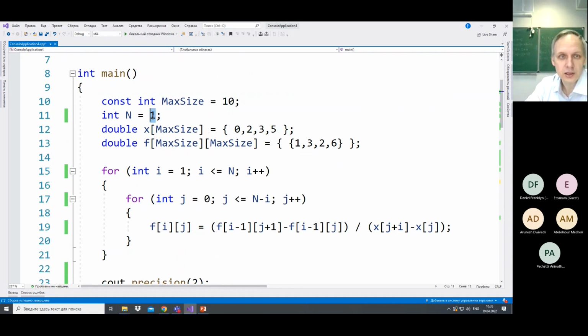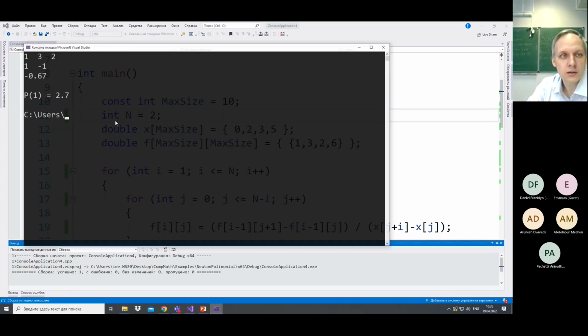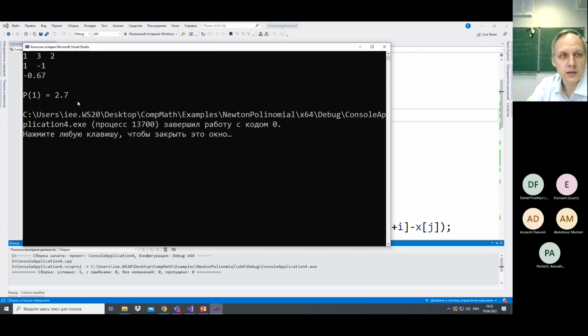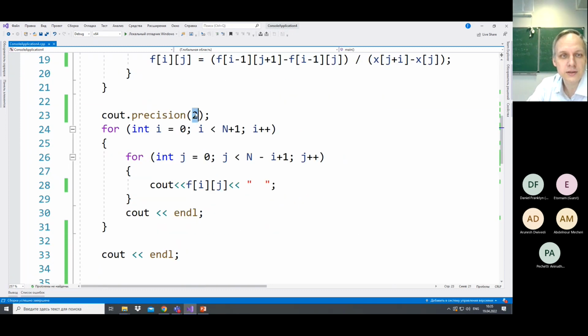Let's check it again, for n equals 2. N equals 2, the value at 1 is 2.7. But I put precision equal to 2, let me remove it.